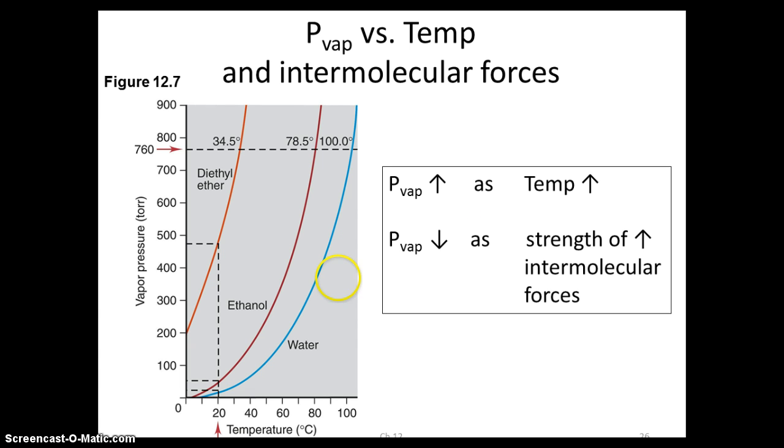So this is just an example here of a graph that shows the vapor pressure versus temperature of a couple of different compounds.